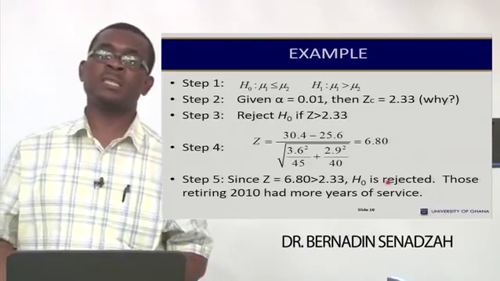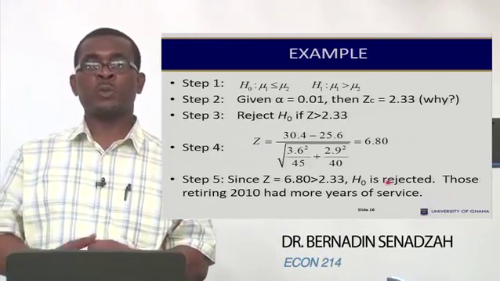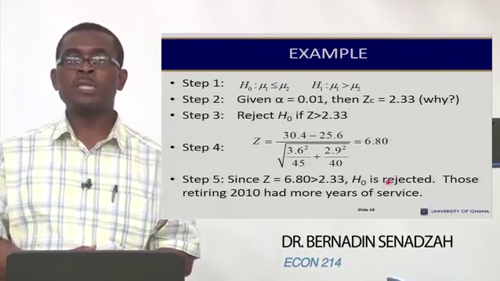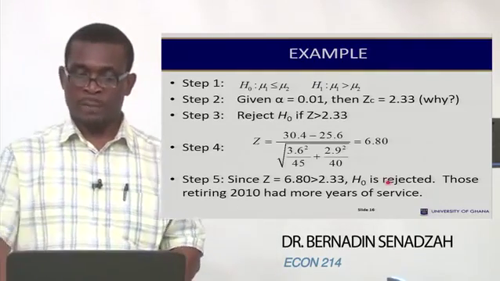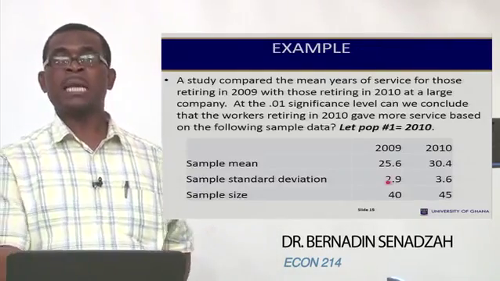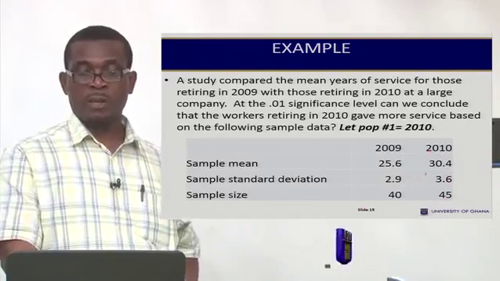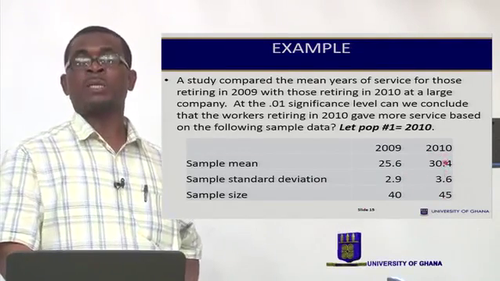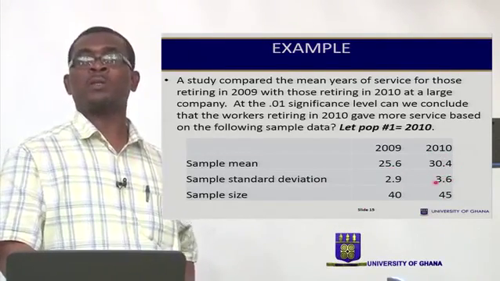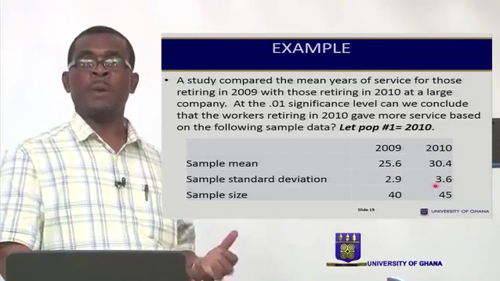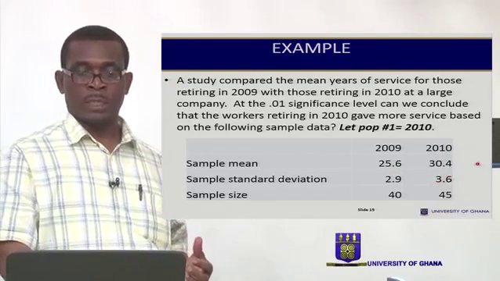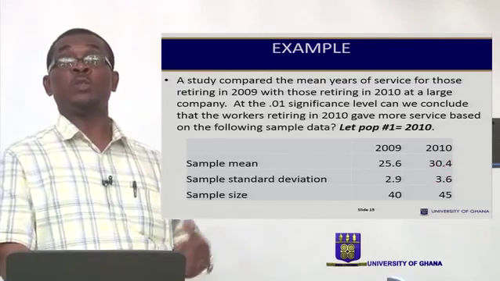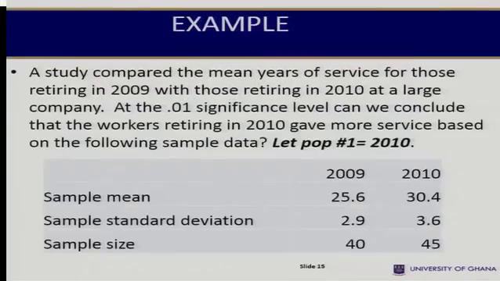And the interpretation is that those retiring in 2010 had more years of service. Now, if you look at the data, the mean for 2010 is actually greater, but you do not just conclude on the basis of that. The 30.4 could have been due to sampling variation. So that's why we needed to go through the procedure, and their decision was upheld.